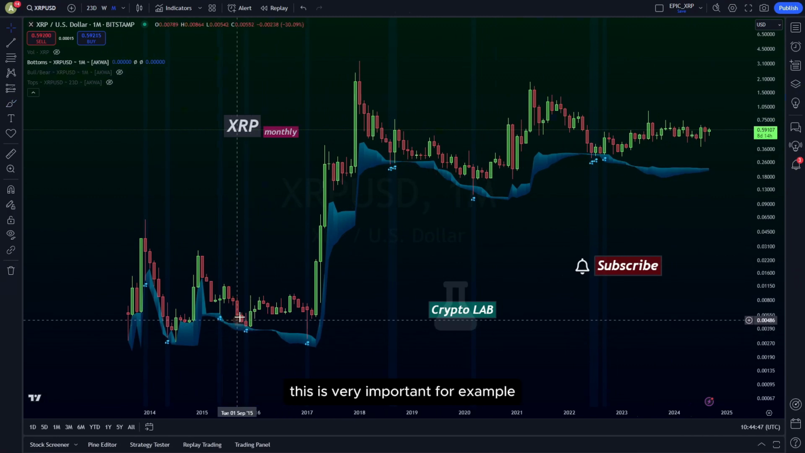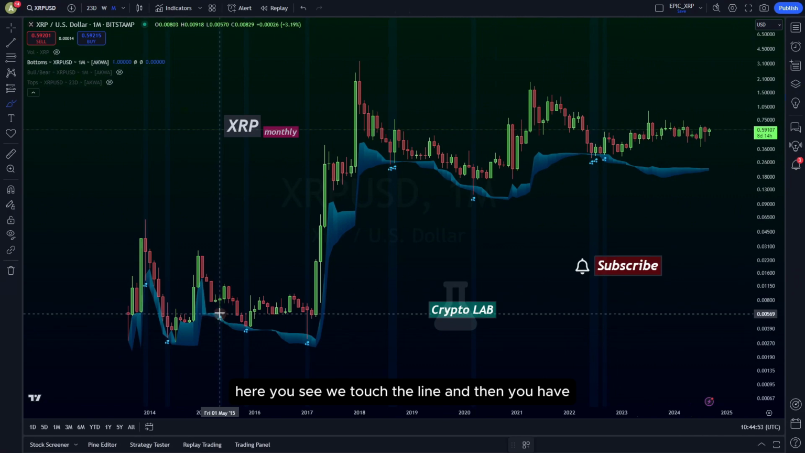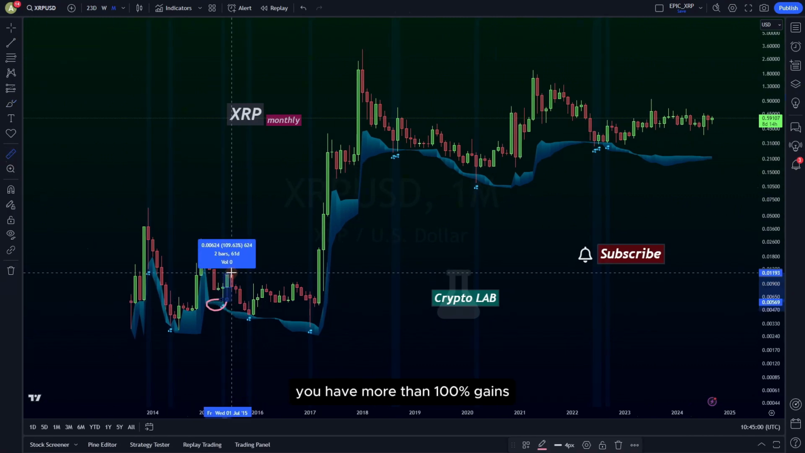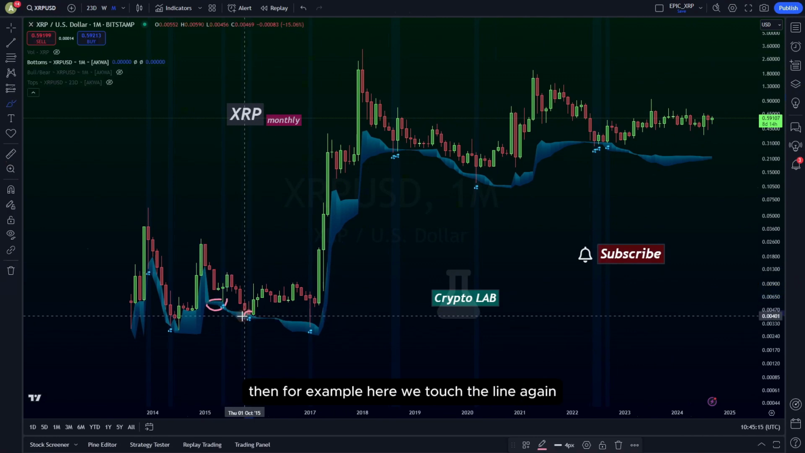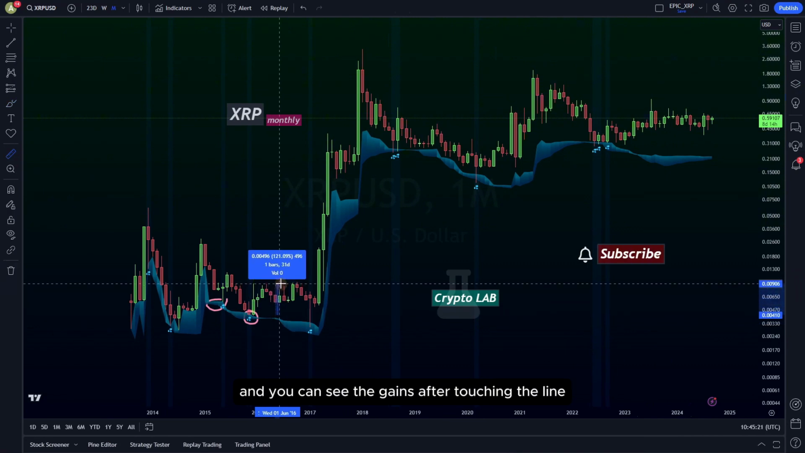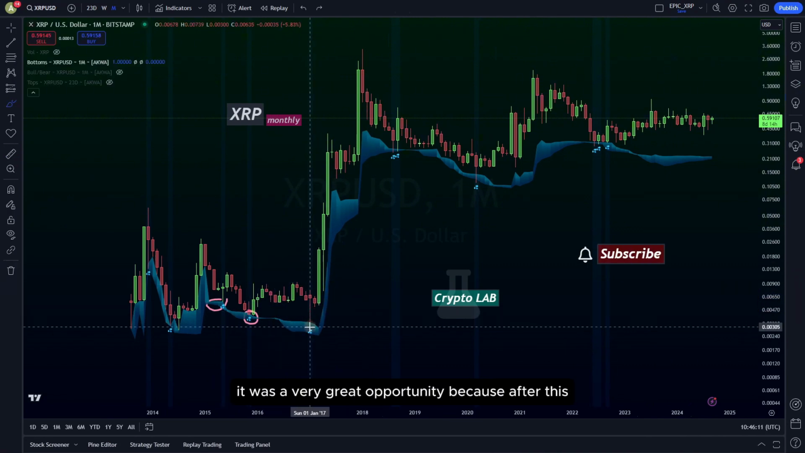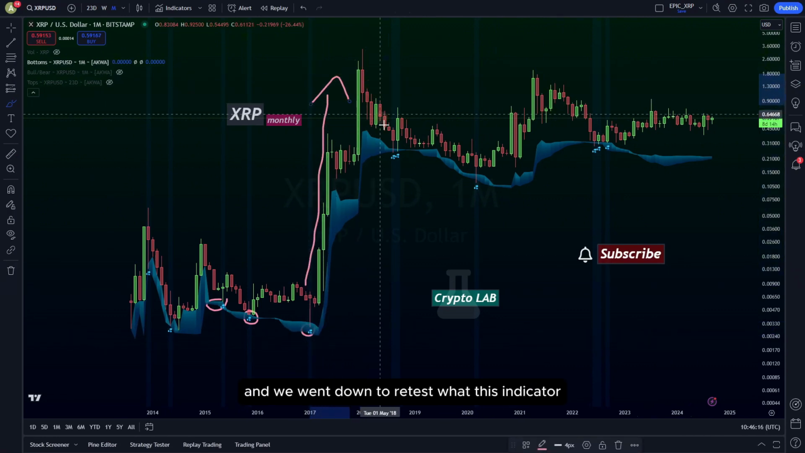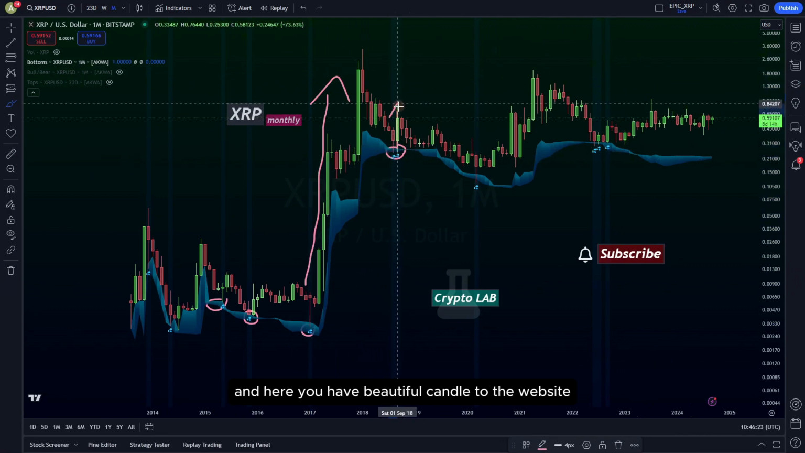This is very important. So for example, here you see we touch the line and then you have more than 100% gains. Then for example, here we touched the line again and you can see the gains. After touching the line, we have more than 100% gains again. And here, of course, it was a very great opportunity because after this, we went into a bull market and we went down to retest what? This indicator. And here you have a beautiful candle to the upside.